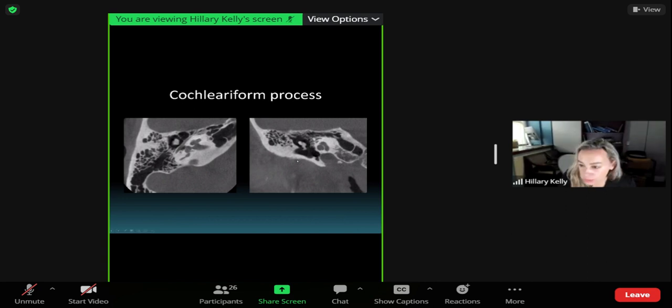And so here's a cone beam CT where you can see the pyramidal eminence here and that little aperture where the tendon comes out, and you won't see the tendon, but it's basically coming out the apex here and going towards the stapes, all right?